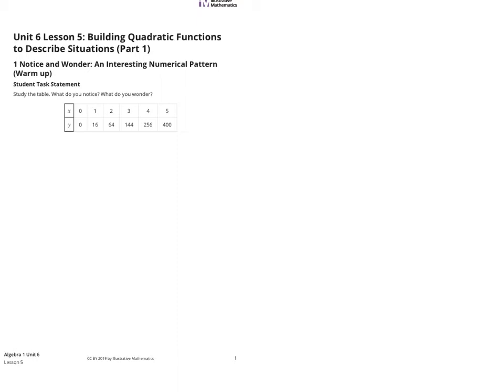First of all, to start with our warm-up. Student task statement says, study the table. What do you notice? What do you wonder? Okay, take a second and look at it and think about what you notice and wonder. Well, I kind of notice that when x increases by 1, y also increases. Okay, not by 1, but it increases. That's one thing I notice.